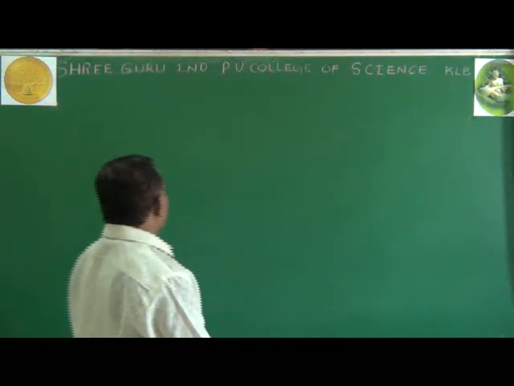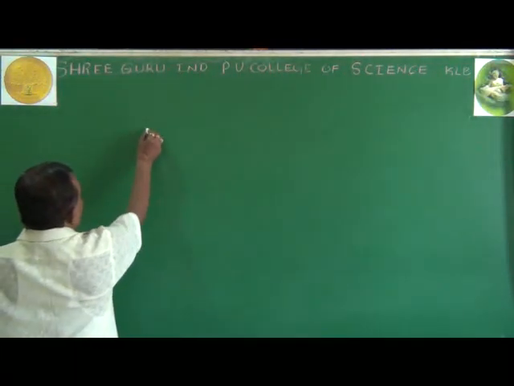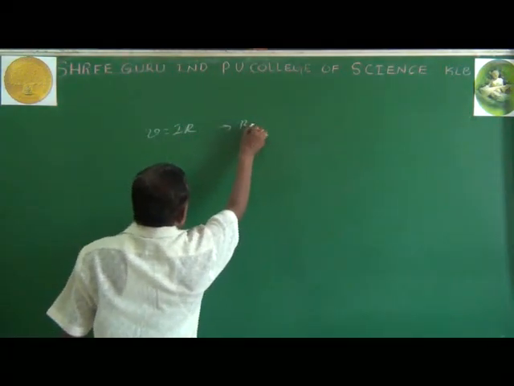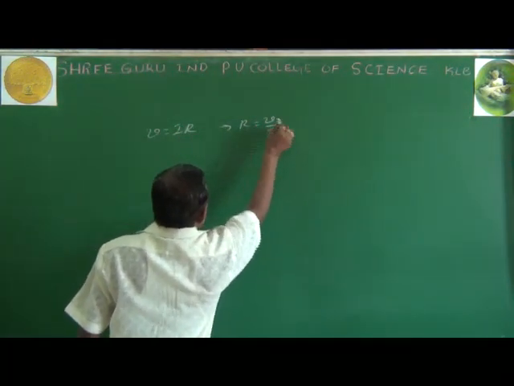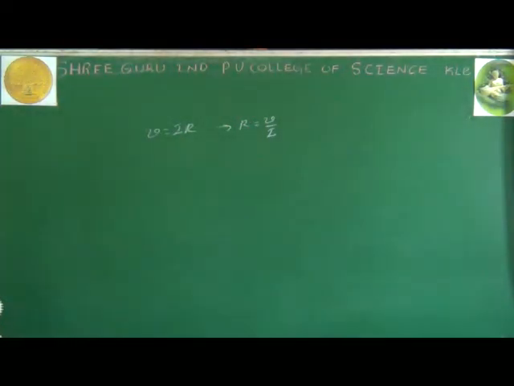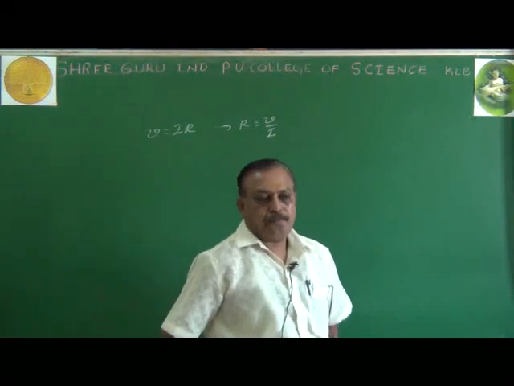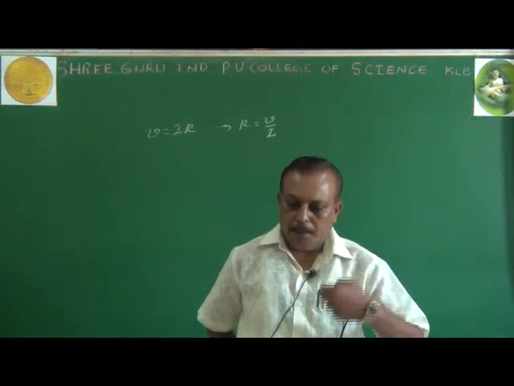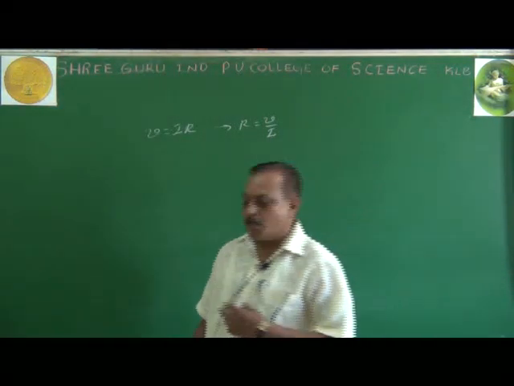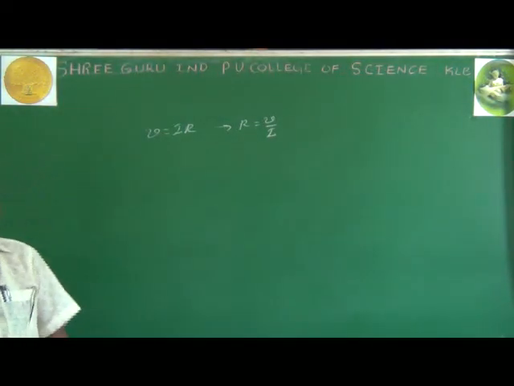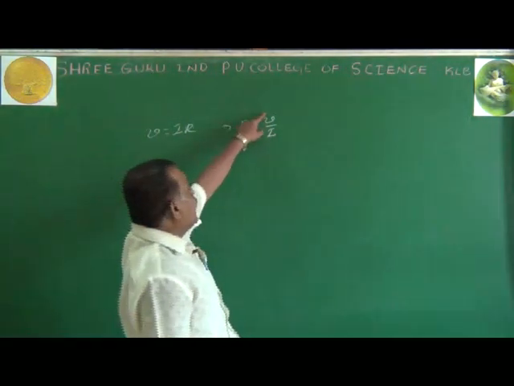From Ohm's law, we know that V equals I into R. The resistance of the conductor R equals V by I. The resistance of the conductor depends on the nature of the material. It depends on the dimensions of the conductor and on the temperature factor. Then it does not depend on the values of V and I.